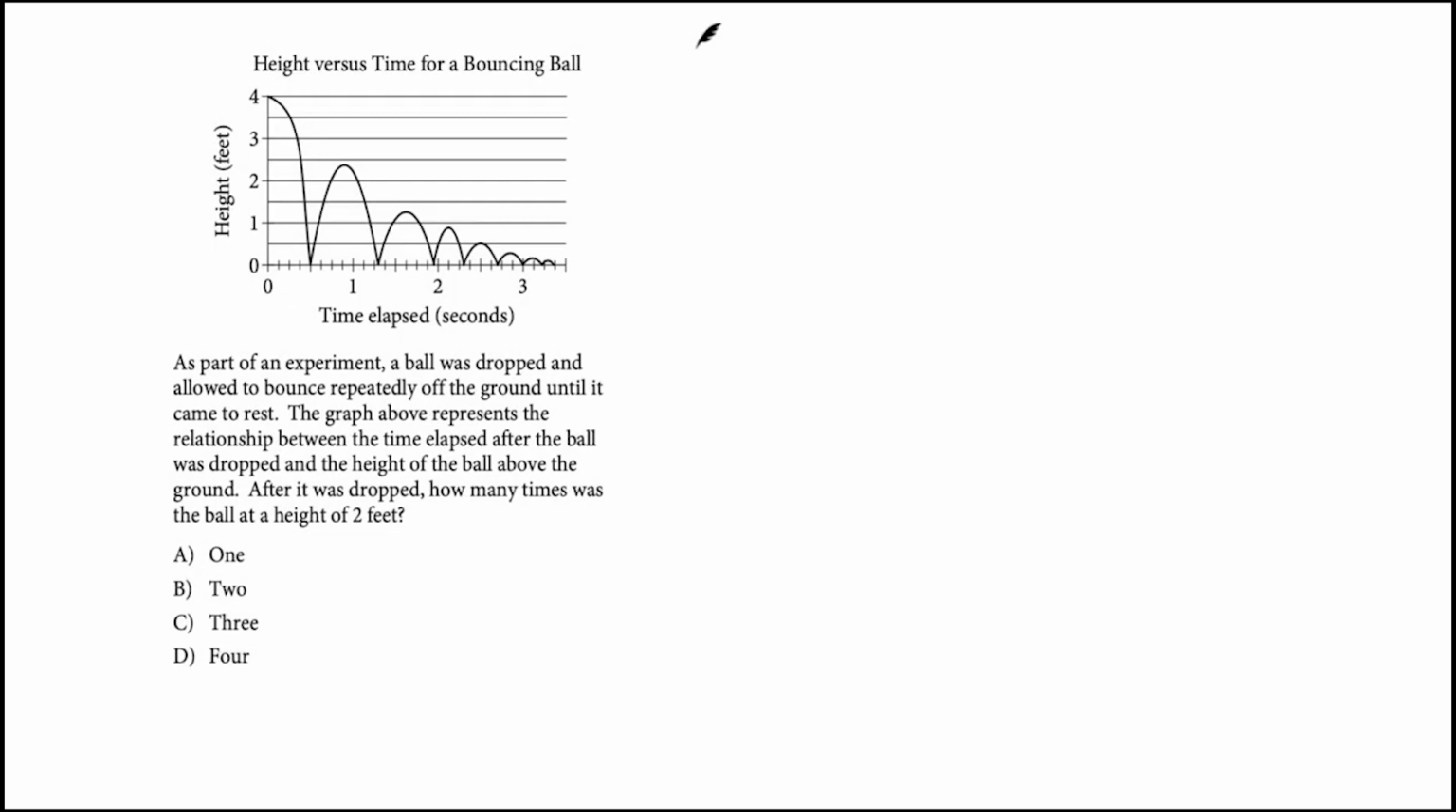Another past paper question. So we have this graph, height versus time for a bouncing ball. On the y-axis we have the height and on the x-axis we have the time. As part of an experiment, a ball was dropped and allowed to bounce repeatedly off the ground until it came to rest. The graph above represents the relationship between the time elapsed after the ball was dropped and the height of the ball above the ground. After it was dropped, how many times was the ball at a height of 2 feet? So this is basically the height. You need to draw a line here and see how many times the graph cuts this line, y equals 2. That should be our answer.